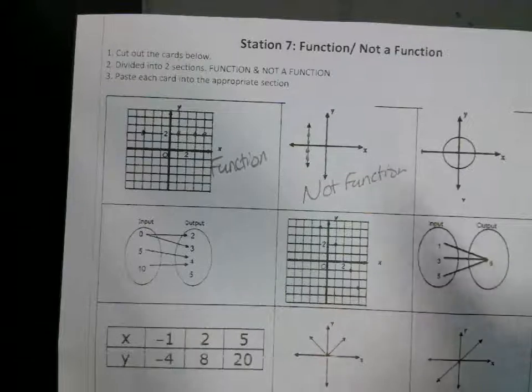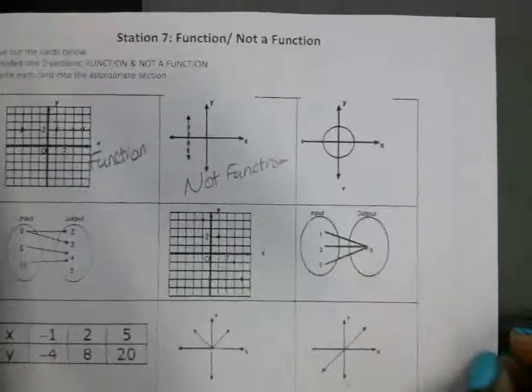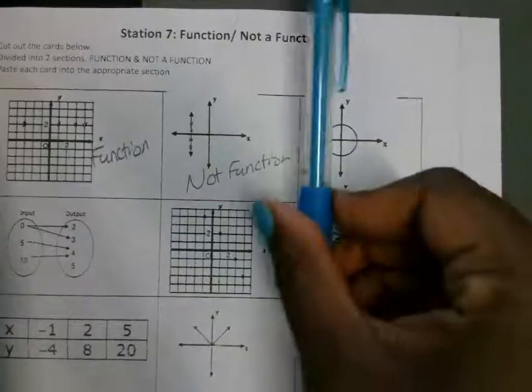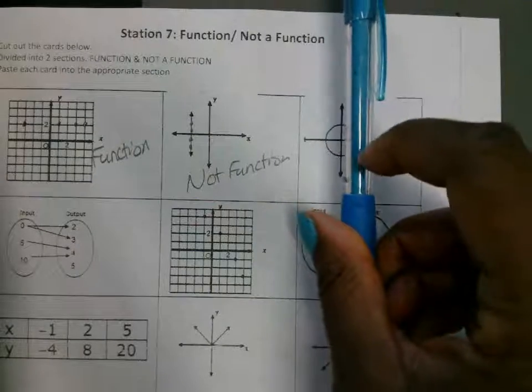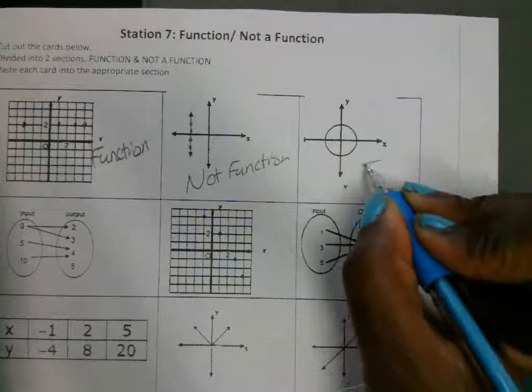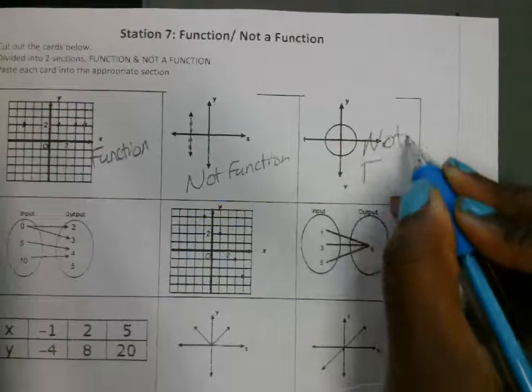All right? Next, third one. Function or not a function? Not a function. Very good. It fails the vertical line test. It touches the pencil in more than one place at the same time. Not a function.